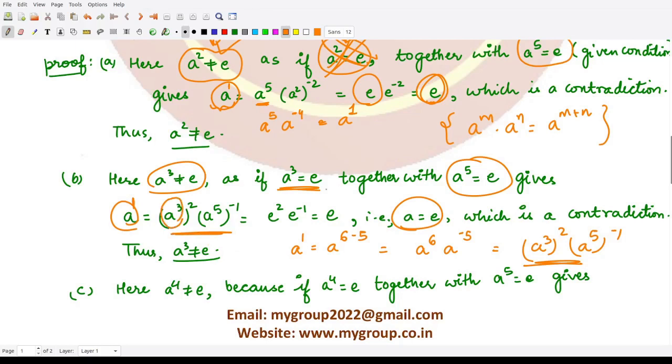What is it? It is e, right? The value of a raised to power 5 is also e using this expression. So substituting the values, you see that your a comes out to be e, which is not possible because a is the non-identity element. Hence this a cube is also a non-identity element.